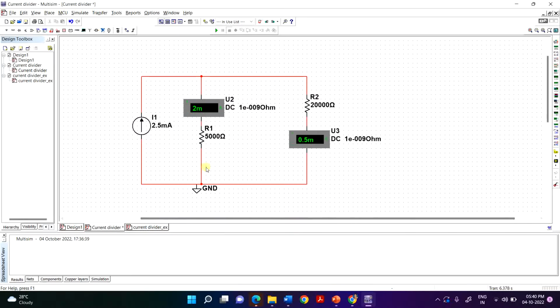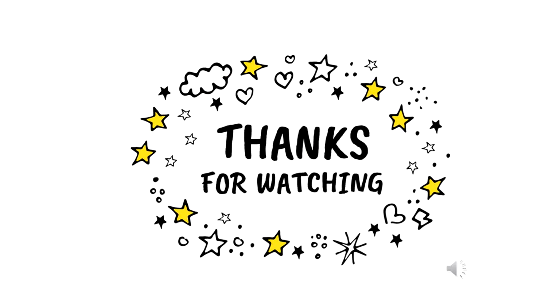Let me run the simulation and check whether the values will remain the same. Clearly you can see what I have just done is, in this Multisim simulation, I have changed the voltage source to a current source, and you can see the current across branch R1 is 2 milliamps and across branch R2 is 0.5 milliamps.